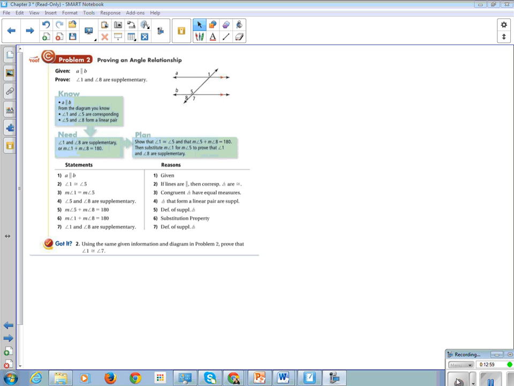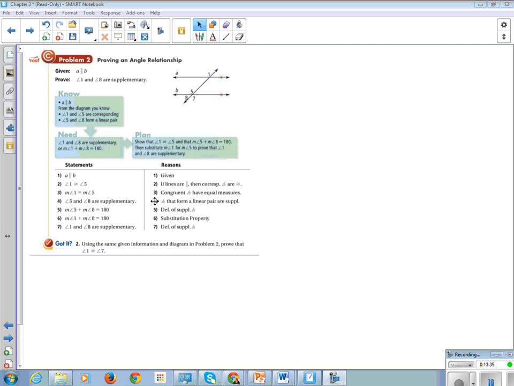All right, so in problem number 2, we're given that A and B are parallel and that we want to prove 1 and 8 are supplementary. So the first thing we're going to do is write down our given. And then we're going to say angles 1 and 5 are congruent because if lines are parallel, then corresponding angles are congruent. And then we say the measure of angle 1 is equal to the measure of angle 5 because that's the definition of congruence.